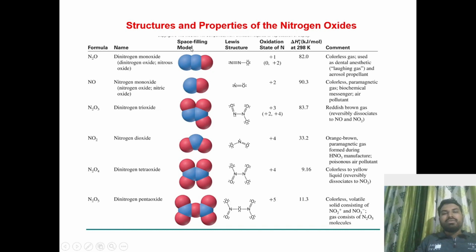These are the space filling models, the Lewis structure, and the oxidation state of nitrogen in each formula. This is the delta Hf value, and these are the comments and observations. N2O is a colorless gas used as a dental anesthetic. These are the uses and appearance of each.